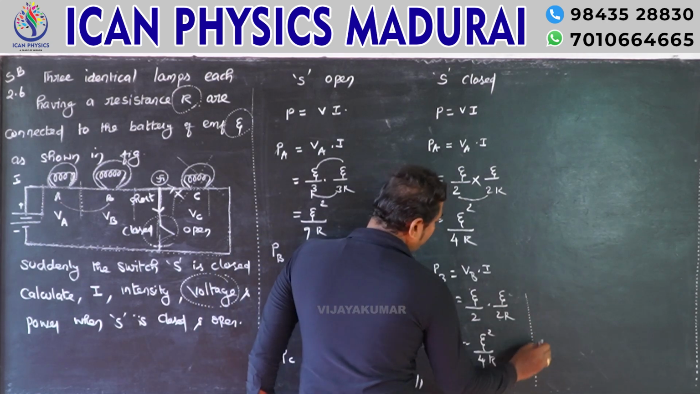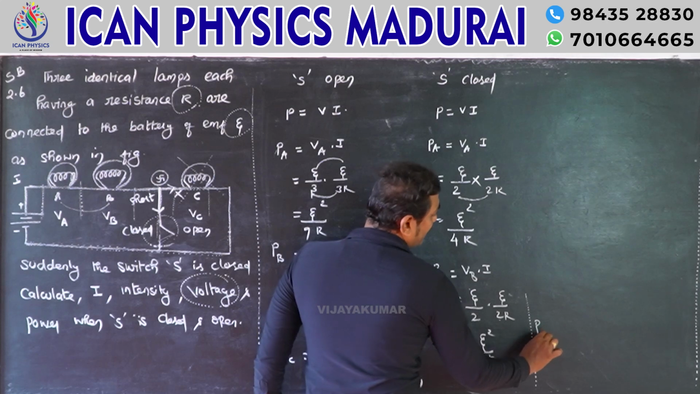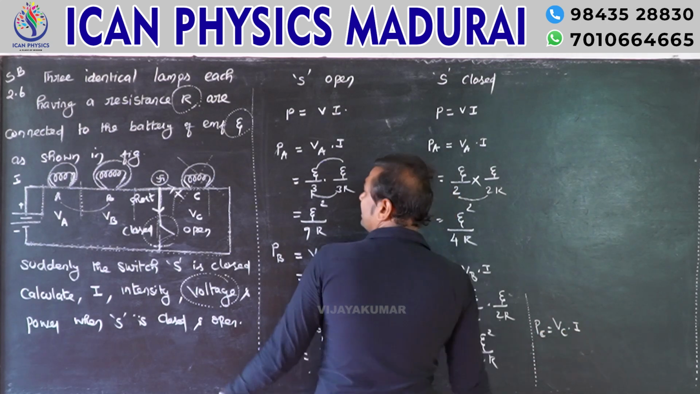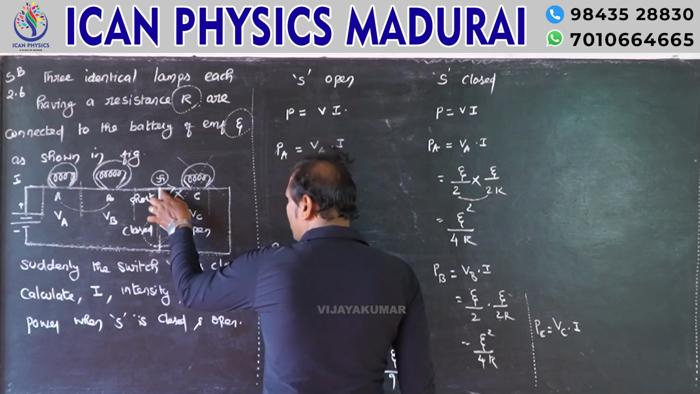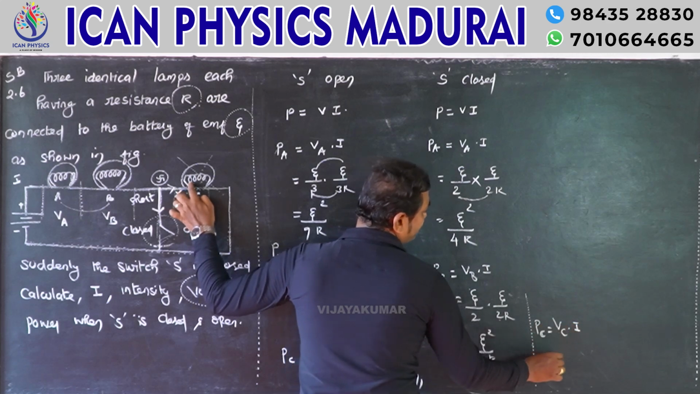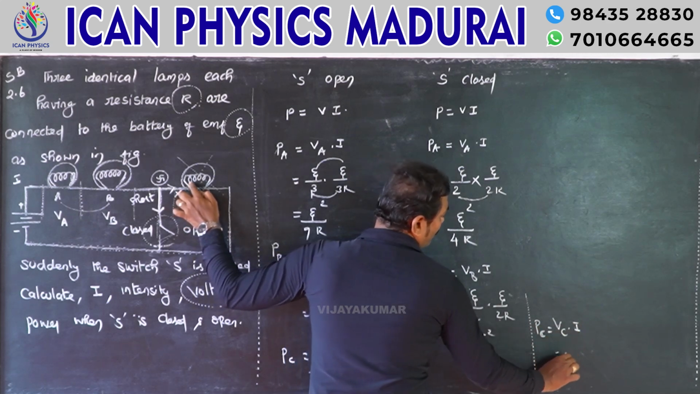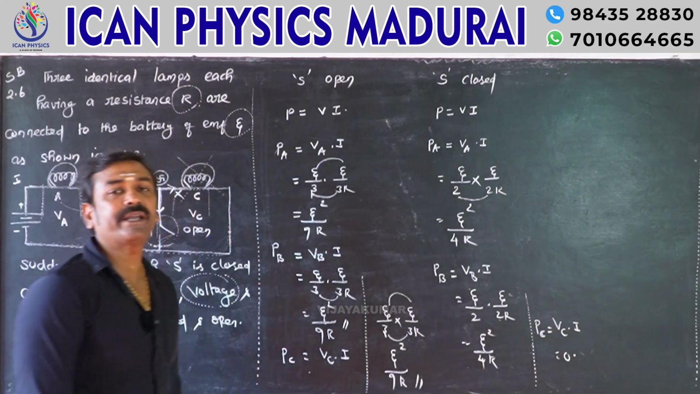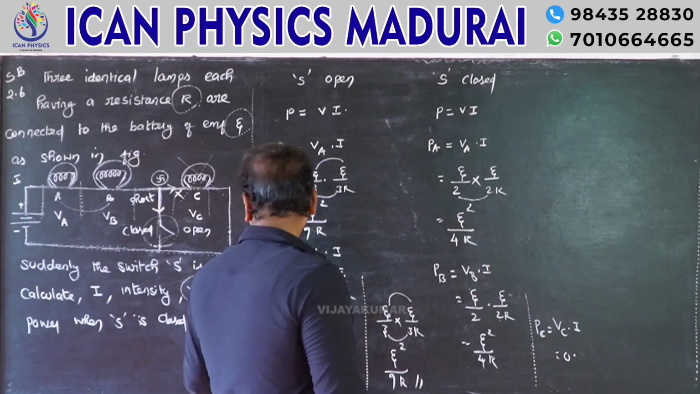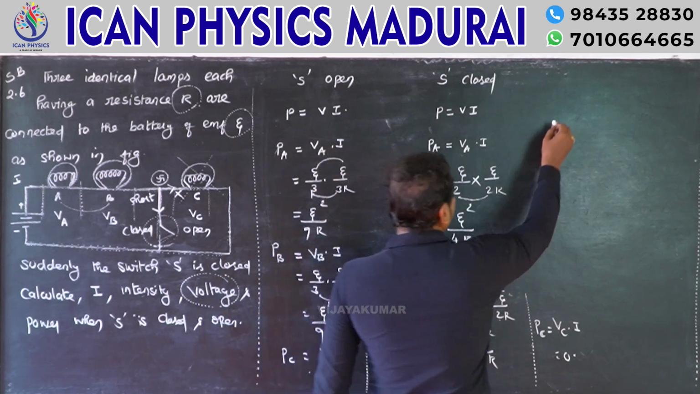Now, power across the third one, VC into current. When it is closed, no current will flow, so the value of current is 0. So 0 into something is 0, and this is also 0. So the power is 0. Okay, do you get it now? Do you have any doubts? No doubts. And we can finally go for intensity.